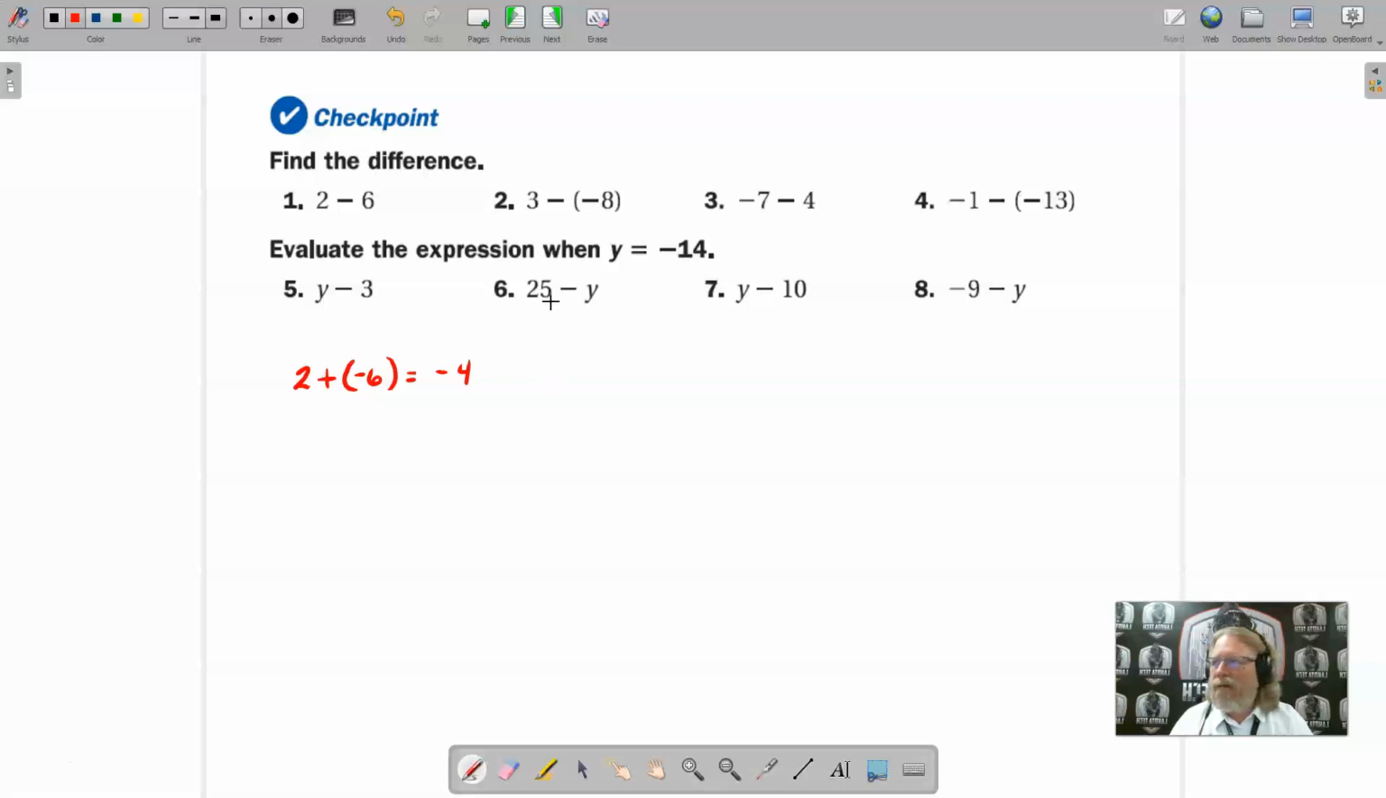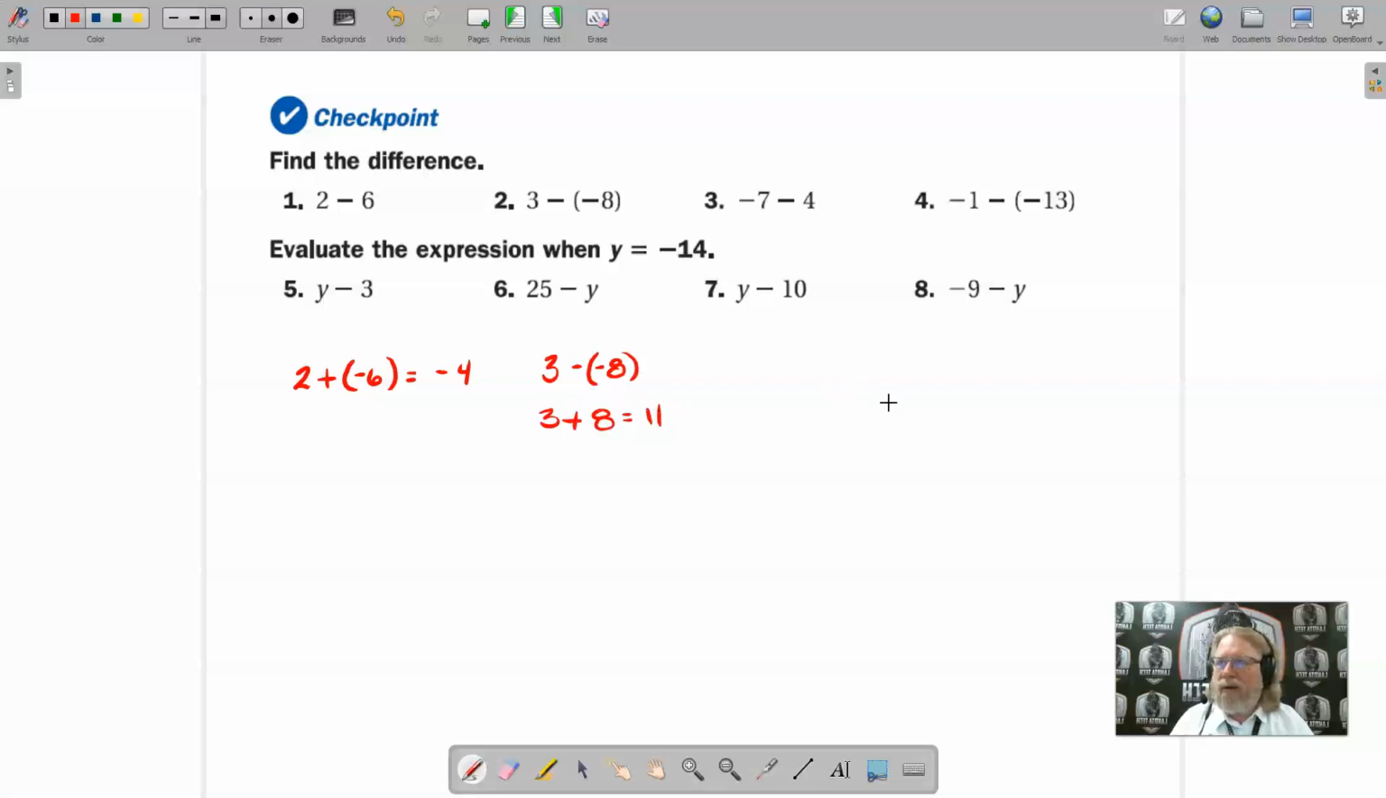On question 2 here, we have 3 minus negative 8. Let's go ahead and change the subtraction to addition. The opposite of negative 8 is positive 8, and 3 plus 8 is 11. So you'll see that minus a negative is the same as plus a positive.